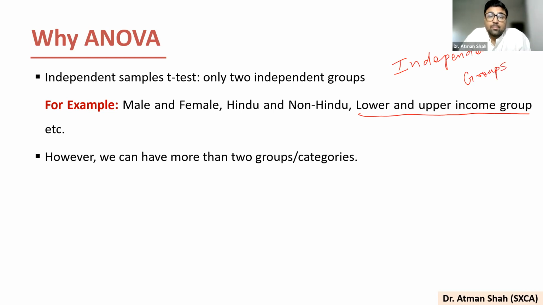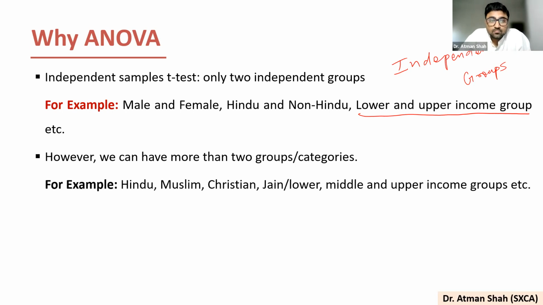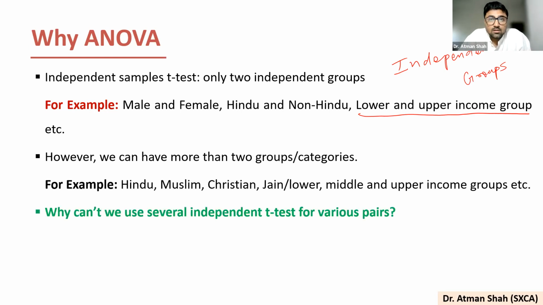Two or more independent groups and not paired groups. For example, Hindu, Muslim, Christian, and Jain, or lower, middle, and upper income groups. So the first question is, why can't we use several independent t-tests for various pairs?